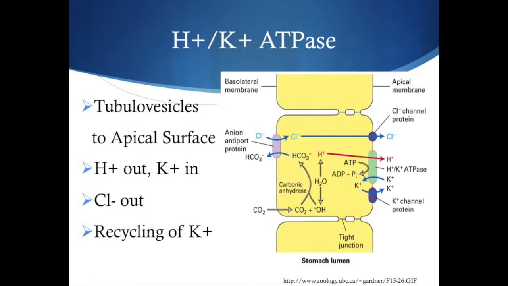These pumps secrete H+ ions out while taking a K+ ion in. This pump requires energy from ATP in order to secrete these protons out of the cell. While protons are being secreted out, two additional things must happen. The first one is Cl- ions must be secreted out of the cell into the lumen in order to bond with the protons to produce HCl. The other involves the recycling of K+ ions so that there is an optimal concentration of K+ ions in the lumen to be used in the H+/K+ ATPase pump.